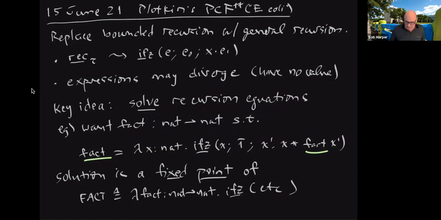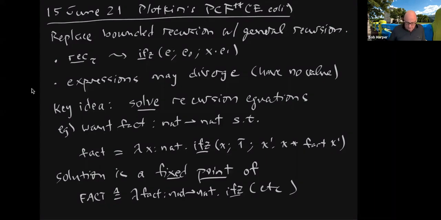So what does it mean to be a solution to an equation like that? Well, what it means is I'm looking for a fixed point of this functional thing called fact, whose type is going to be (nat → nat) → (nat → nat). And notice I'm writing my arrows differently now because I'm indicating, using Plotkin's notation in fact, that it's a partial function. So the little piece of the arrow is broken off to remind you that it's a partial function. It might not give a value. In fact, this one will, but I'm just saying as a general statement.